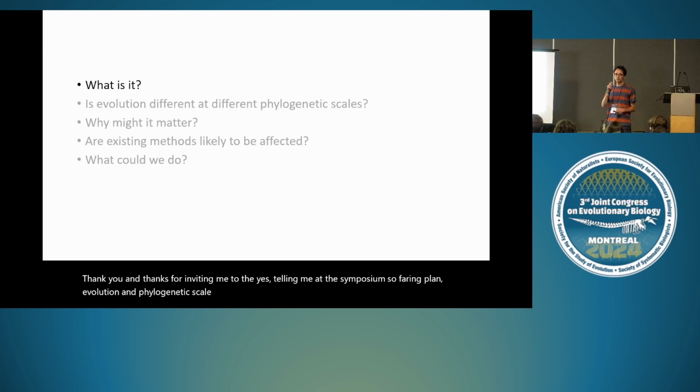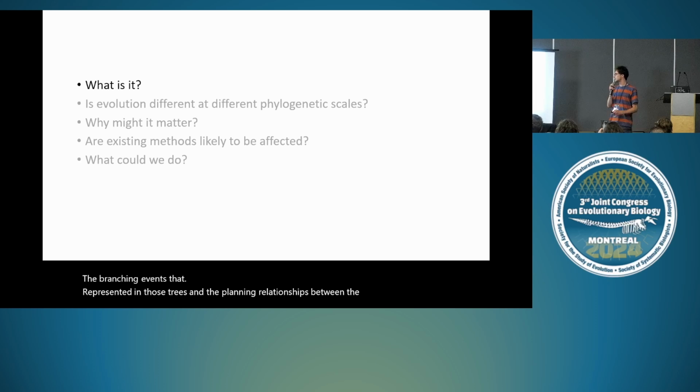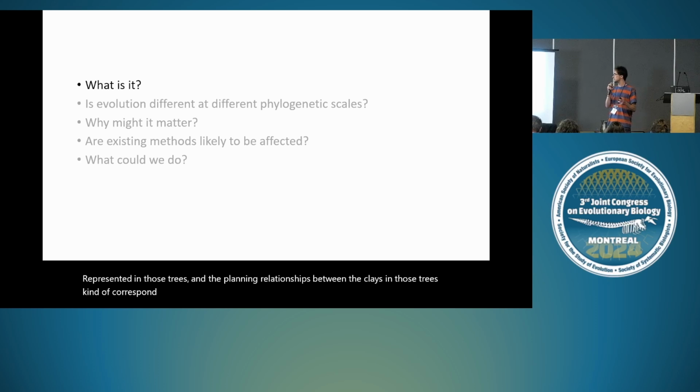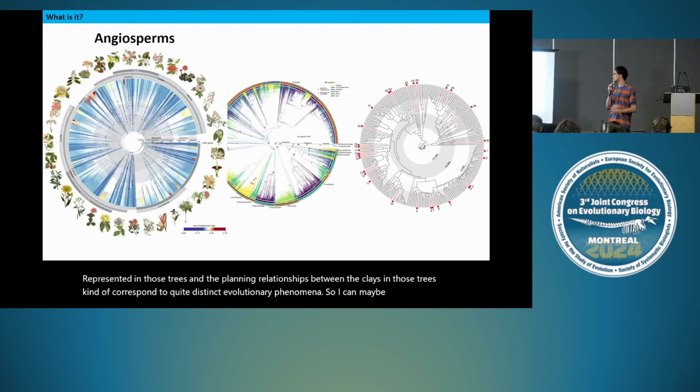So what do I mean by that? I'm essentially referring to the fact that phylogenetic trees incorporate a massive range of broad to narrow clades. That can be either within one phylogenetic tree or across a lot of different trees. And I think that has relevance to how we use trees to do evolutionary analyses, because the branching events represented in those trees, that are defining relationships between the clades in those trees, correspond to quite distinct evolutionary phenomena. So I can maybe illustrate that a bit more clearly with 3 examples.